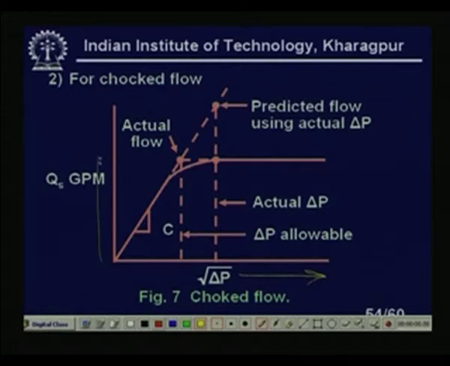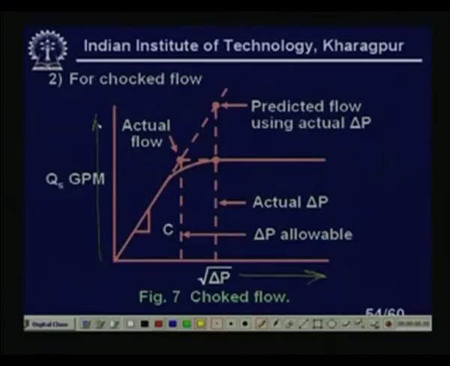In the case of the valve characteristics, we have seen the seat and plug characteristics: as we increase the stem movement, as we increase the lift of the valve, obviously the flow is increased. It saturates a little bit in the case of quick opening, but in the other cases, linear and equal percentage, it is always increasing. But that is not the situation here when you have a choke flow. That means if you increase delta P, it will not necessarily increase the flow, it will saturate after some time.